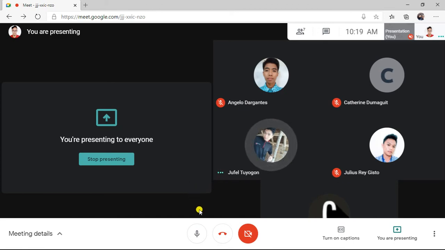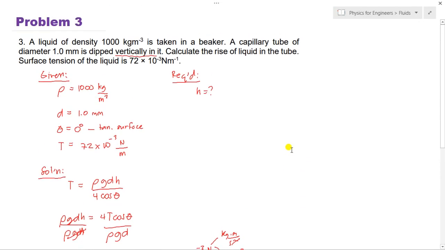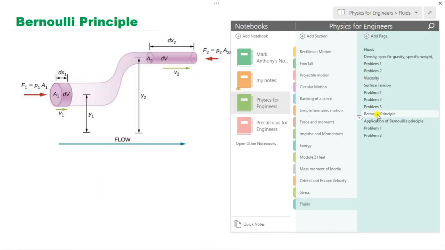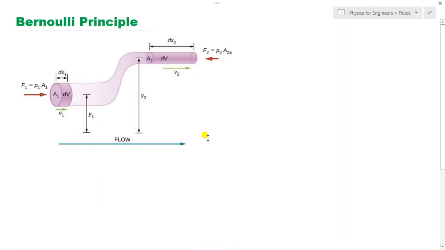Okay, so if there are no questions, then let's proceed to the last topic, which is the Bernoulli Principle. The Bernoulli principle, class, relates to the energies interacting in a fluid that is in motion. So this is under the field of fluid dynamics, which deals with the dynamics of the fluid.